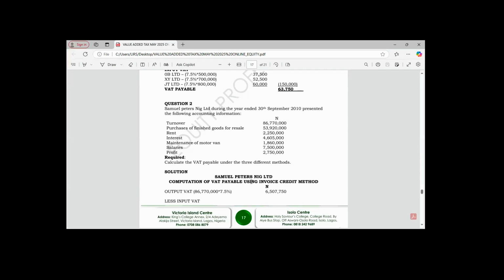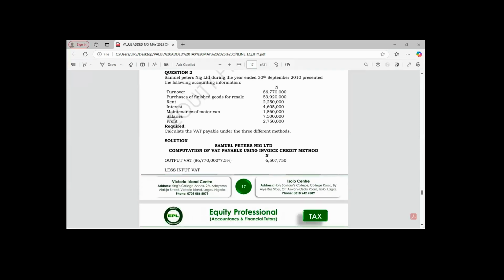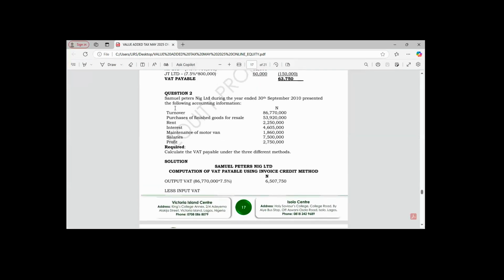So we are going to look at question number 2, which is on the material on page 17 shared on the platform. The question goes thus: Samuel Peter Nigeria Limited, during the year ended 30th September 2020, presented the following accounting information: turnover, purchases of finished goods for resale, rent, interest, maintenance of motor vehicle, motor van, salaries, profit. The answer required: calculate the VAT payable under the 3 different methods.